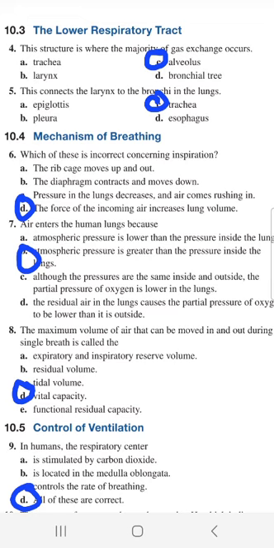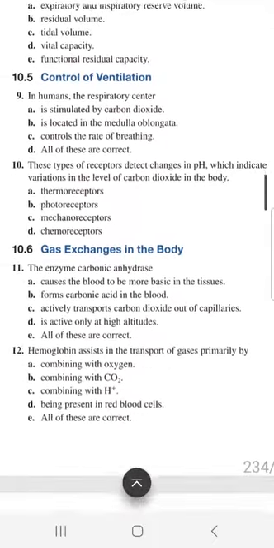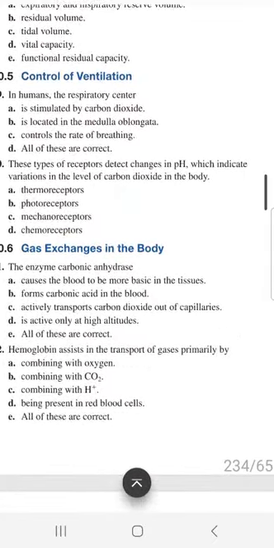When your blood is more acidic, meaning it contains more carbon dioxide, it will tell your lungs to work faster to basically supply more air to get rid of the carbon dioxide in the blood. Question number 10. These types of receptors detect changes in pH, which indicate variations in the level of carbon dioxide in the body. I just now mentioned it, and it is the chemoreceptors.